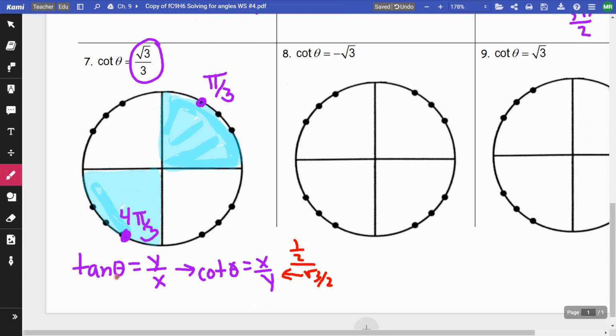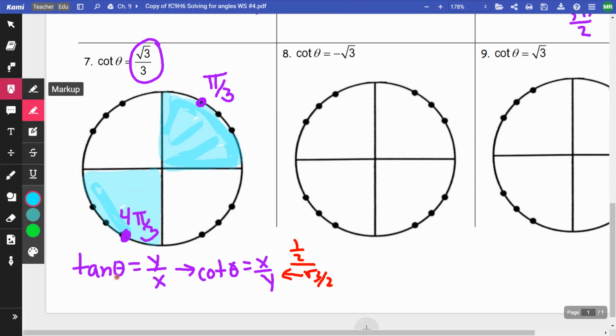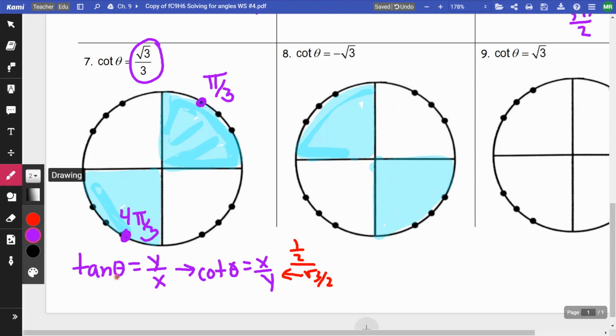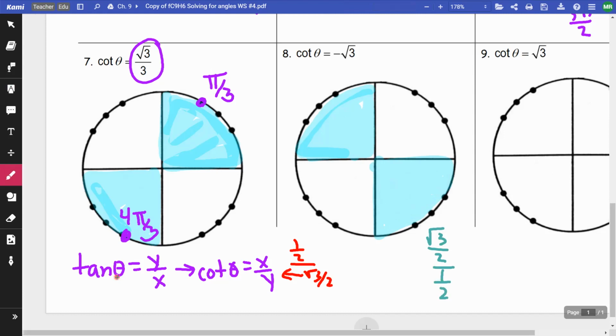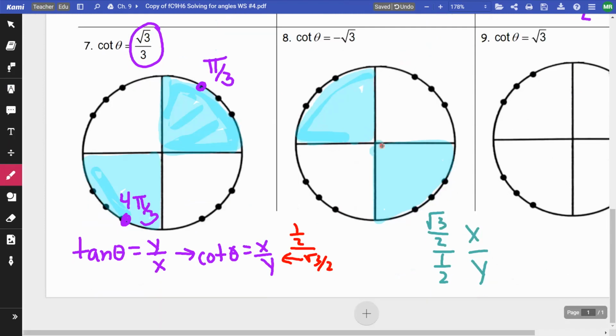Now, the next one is cotangent of negative root 3. Now, first off, this is negative, which means we're going to be in quadrant 2 and 4. And then this time, I want my situation to be where I have my root 3 halves in my numerator and my 1 half in my denominator. Remember, this is x over y, so I want my x to be a root 3 halves, or a negative root 3 halves, honestly. So I want my x to be long.